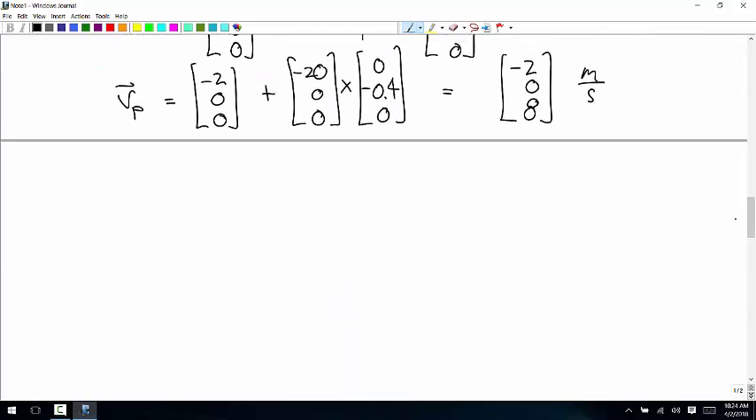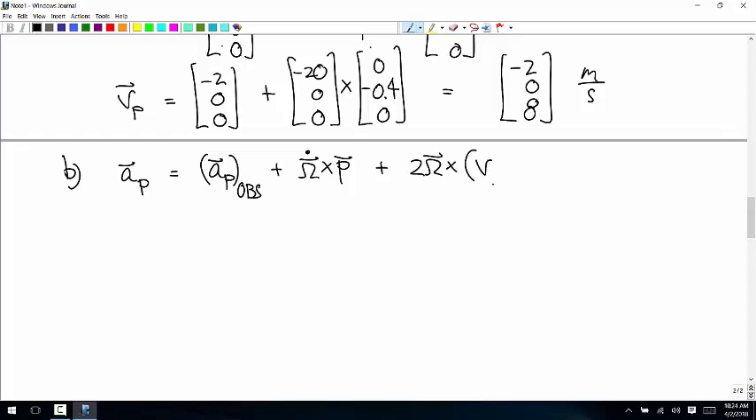Okay, so now acceleration. So the acceleration of this point P is equal to the acceleration that the coordinate system sees, plus the time derivative of the angular velocity of the coordinate system crossed with the position vector, plus 2 times the angular velocity of the coordinate system crossed with the observed velocity vector, plus the angular velocity of the coordinate system crossed with the quantity big omega cross p.